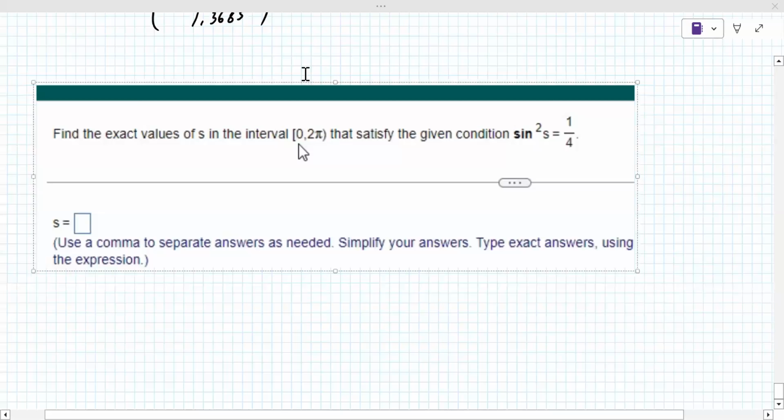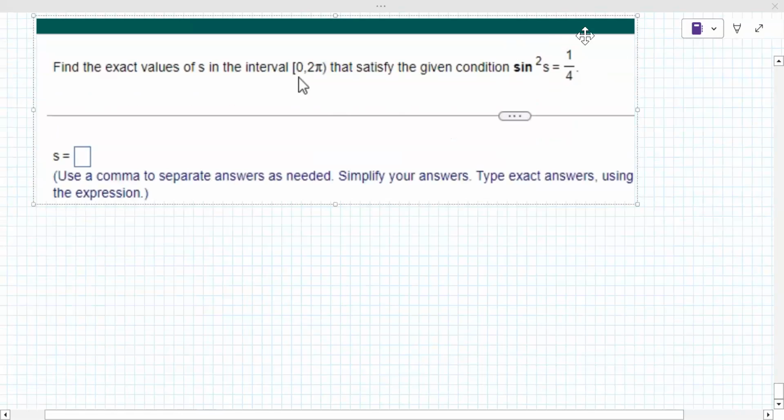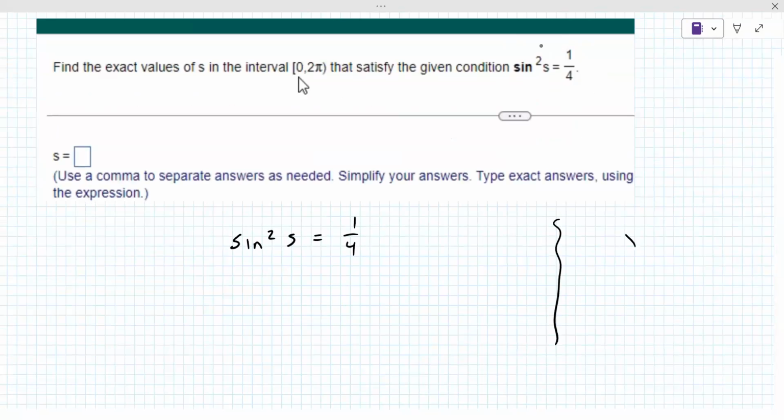Okay, so you're trying to solve this equation here, sine squared S equals 1/4. The analogy would be like if you were solving something like x squared equals 1/4, you would square root both sides. And that's what you do here on the left. You square root sine squared S, plus or minus the square root of 1/4.